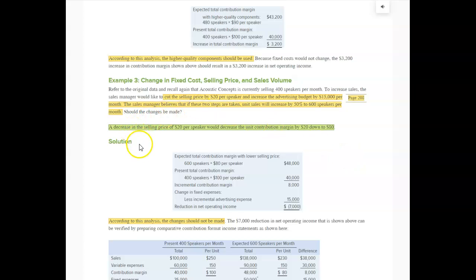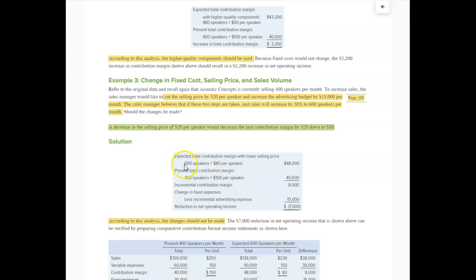Well, first of all, I have to remember, if we decrease the selling price down $20 per unit, that would decrease the unit contribution margin by 20. It would go down to 80. So we went back to the original numbers where we had $100 per unit in contribution margin. If we drop the selling price by 20, that drops the contribution margin per unit down to 80. These numbers would look like this.